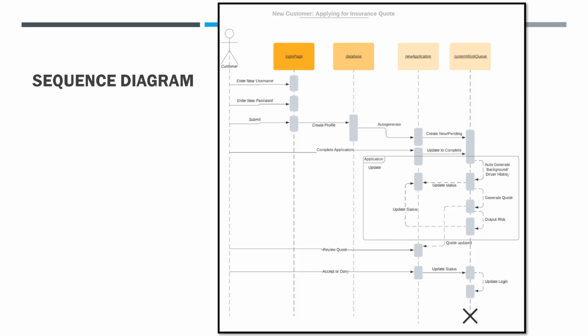The system automatically queries for a background check and a driver history report based on the information the customer entered. The system updates the application status. The system will generate the quote. The system will again update the application status. The system will determine the risk level, otherwise known as the likelihood to accept. The customer will receive the quote, and the customer will accept or deny the quote. The application status will again be updated, and the machine learning logic will be updated. The request will be closed.